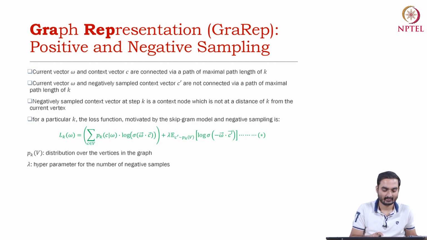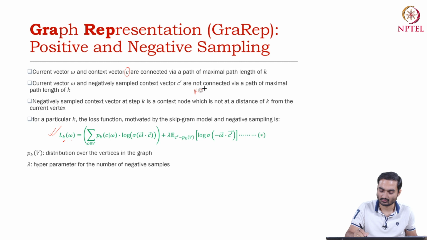So, what is the idea here? For a particular node W for which you want to measure the embedding, let us say you have a context node C and the corresponding context vector C. What you do is maximize the similarity between that word and the context word, and minimize the similarity between that word and the non-context words. So, this is the optimization function and k hop.